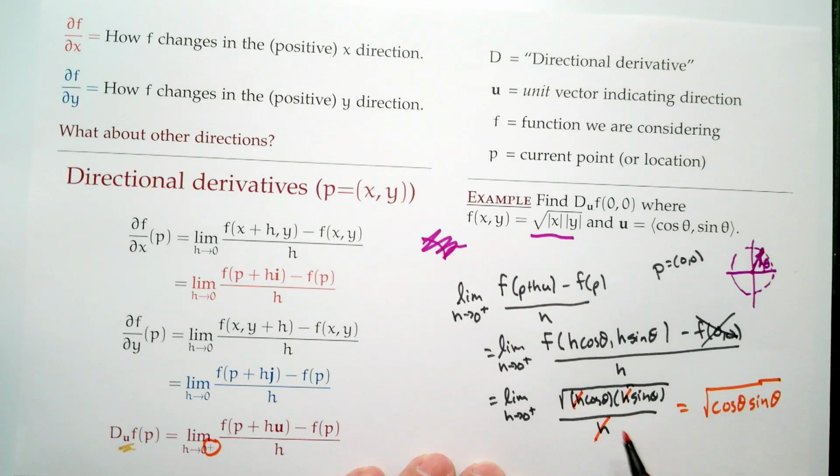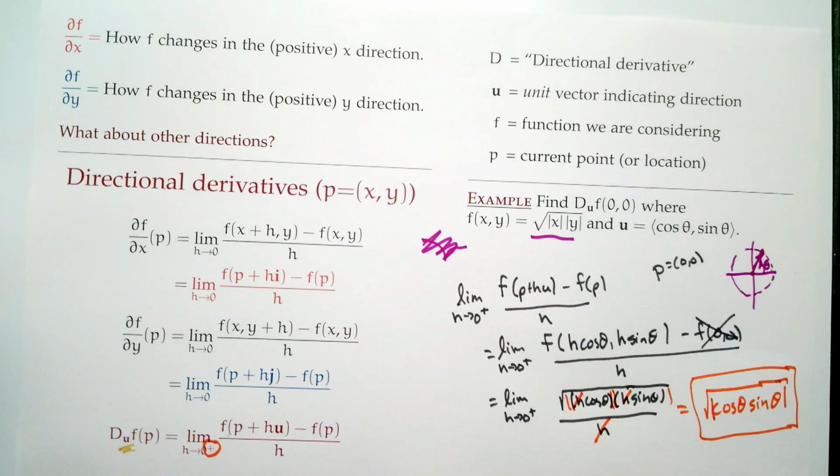It's the square root of, whoops, I forgot absolute values here. Should have put those in. Square root of absolute value of cosine theta times sine theta. All right, so there we go. So we can take directional derivatives, even if our surface doesn't have a nice smooth point. We can still take directional derivatives.